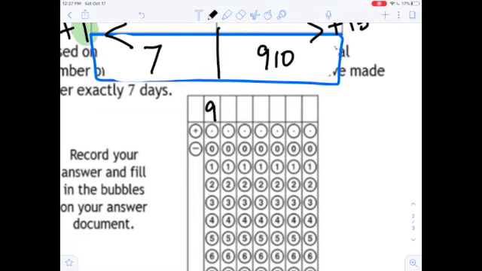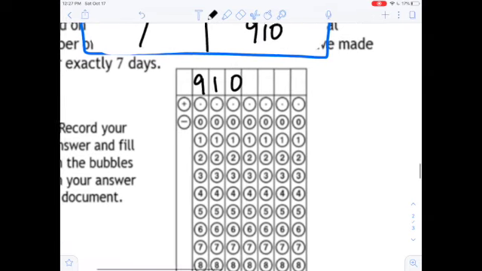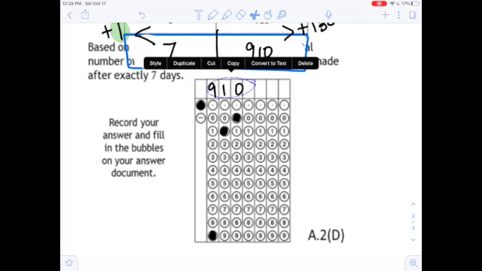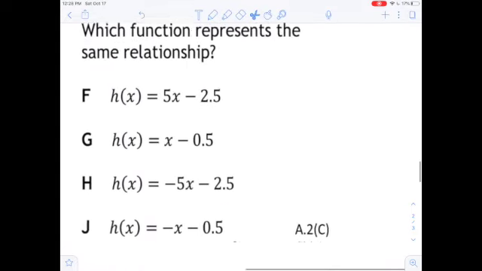And this is how we would grid this. 910. We come over here. It doesn't matter where you place it. You don't have to fill in your bubble for your plus. You can if you want to. And then we have 910 for our value. Again, it doesn't matter if you put it at the front or if you put it over here. It doesn't matter as long as you bubble it correctly.